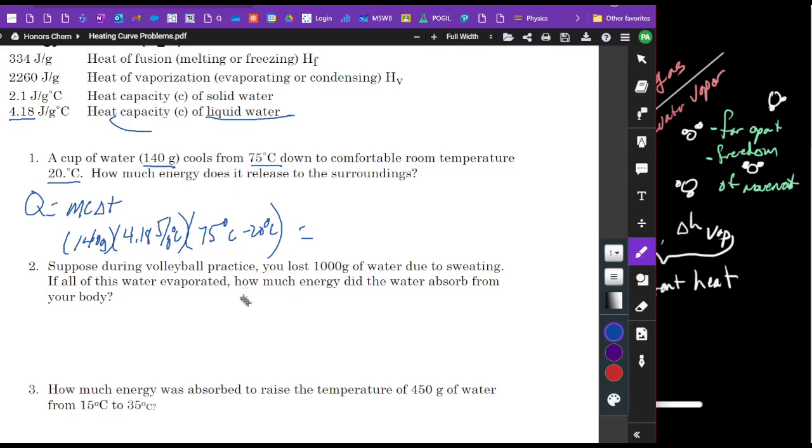Suppose during volleyball practice, you lost a kilogram of water due to sweating because we worked you hard that day. And yes, for those of the uninitiated, you can sweat during volleyball. You just can't sweat during water polo. You're not sweating. You don't sweat during water polo. We're going to pause while we settle this argument.